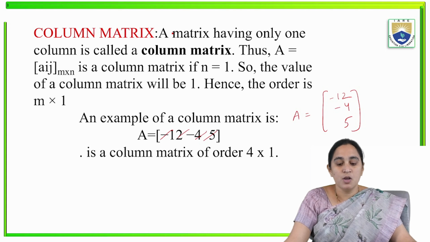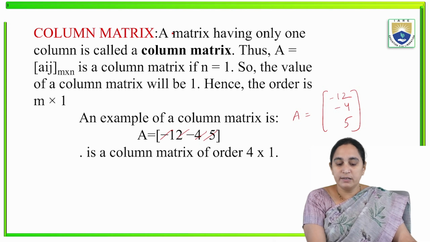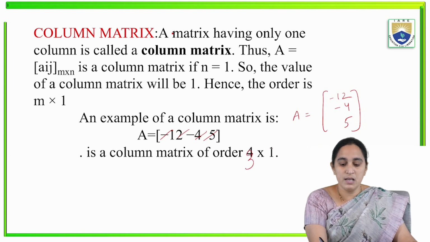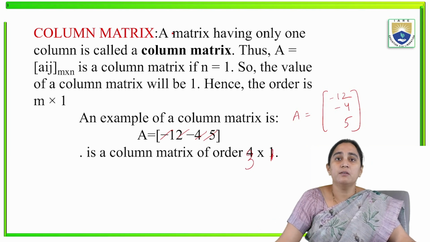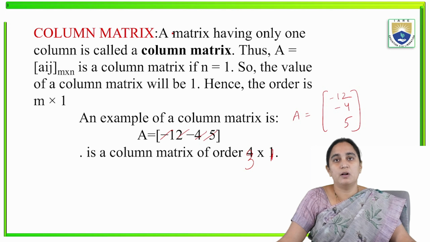A matrix contains only one column. I'm taking one example for that: minus 12, minus 4 and 5. And what is that example's order? M, the number of rows, is 3 and the number of columns is 1. That means, simply, a matrix containing only one column is called a column matrix.